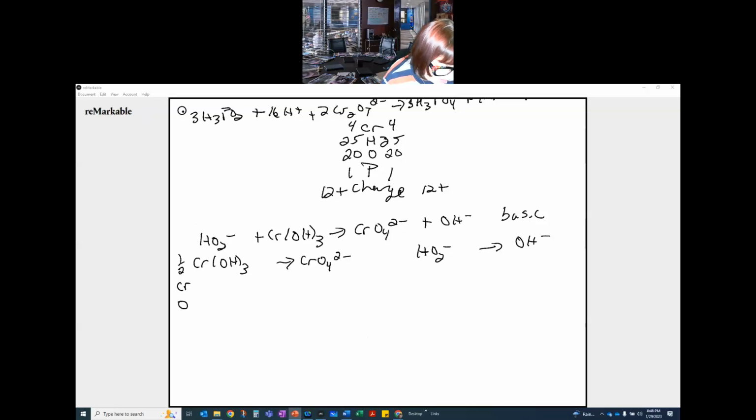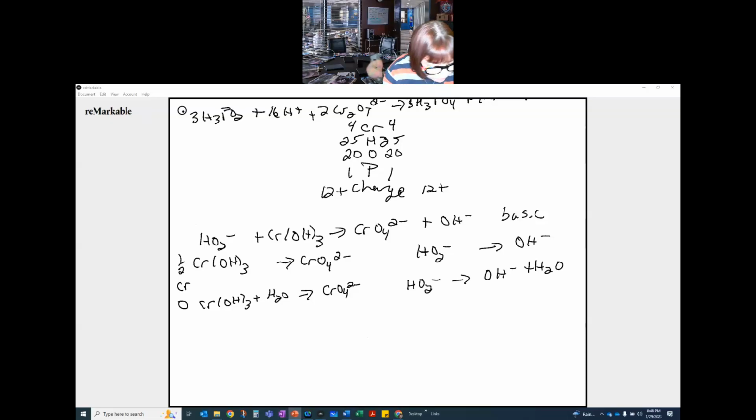Let me talk about the oxygen. I have 3 oxygens right here. I have 4 there. So I'm going to add an H2O: Cr(OH)3 plus H2O gives CrO4 2 minus. And then on this one, I have 2 oxygens here and only 1 there. So it's going to be an HO2 minus going to OH minus plus an H2O.